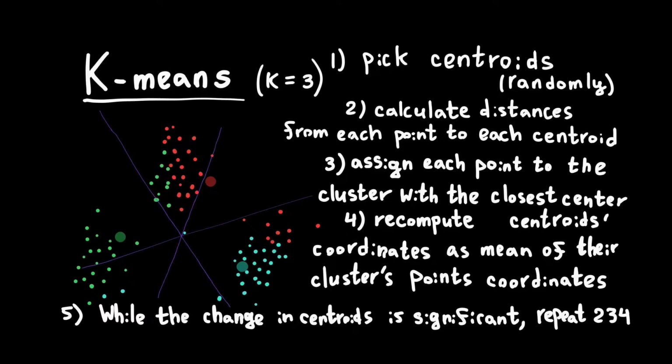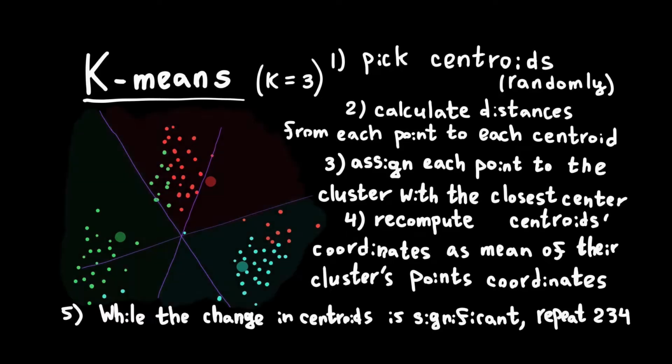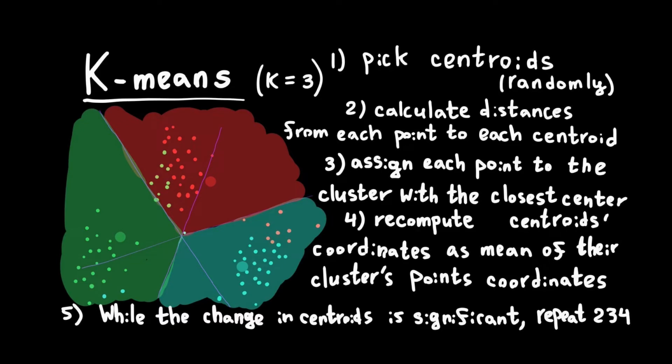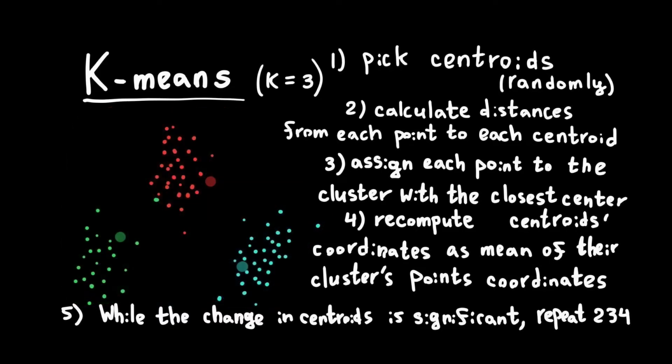How long do you think it will take for K-means to converge? Will the resulting clusters be the same as the intuitive ones? And why? What would have happened if we picked K equals 4?